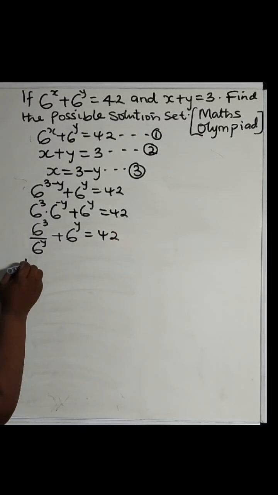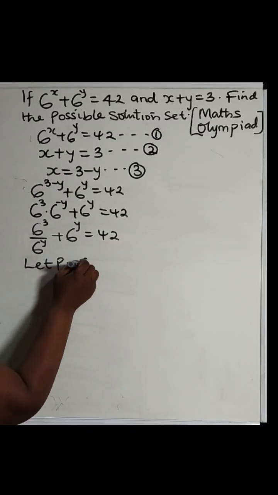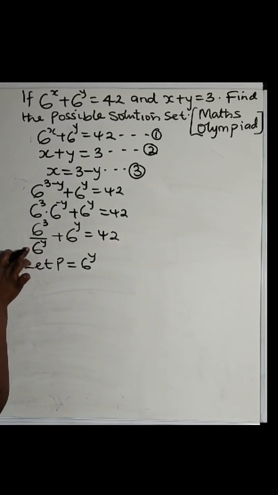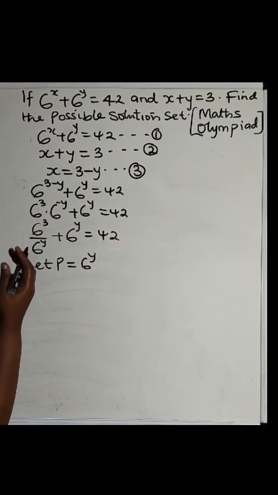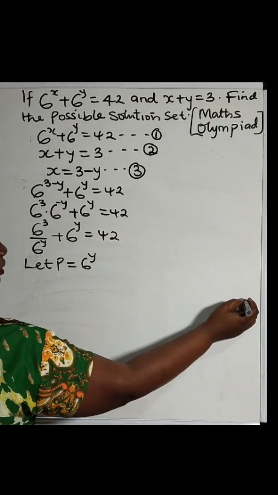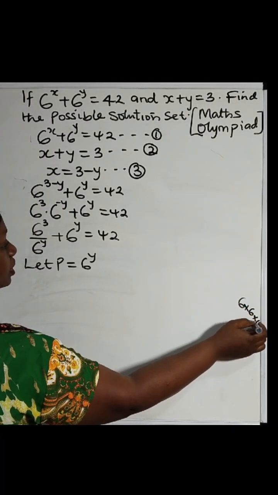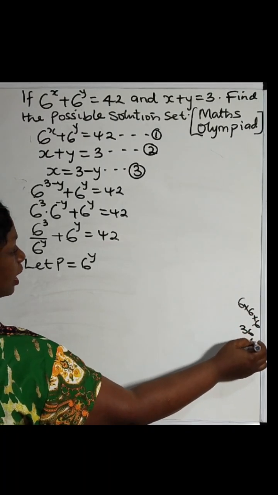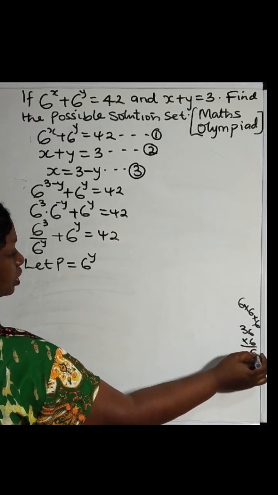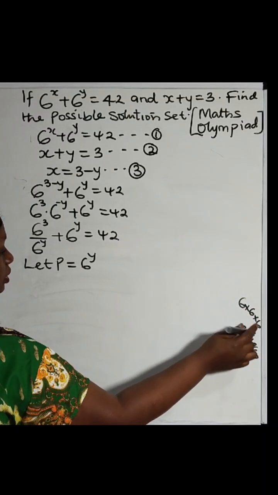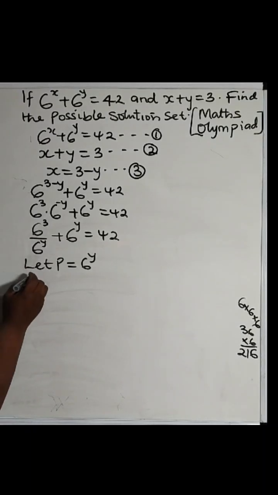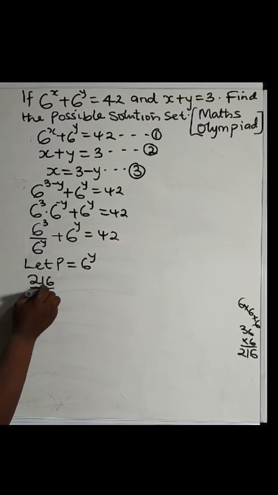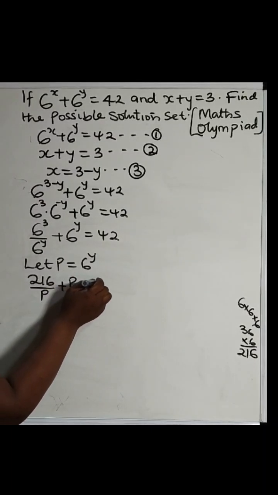Now we say let p equal to 6 raised to power y. We are now going to remove this and put p. Okay. Now 6 raised to power 3 is 6 times 6 times 6. 6 times 6, 36. 36 times 6. 6 times 6 will give us 36. Carry 3. 6 times 3, 18 plus 3, we have 216. Okay. Now we'll go 216 over p plus p is equal to 42.